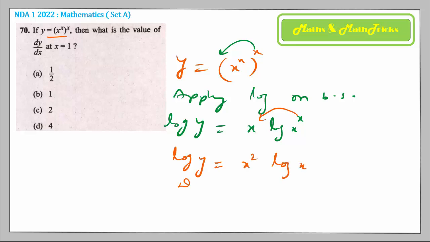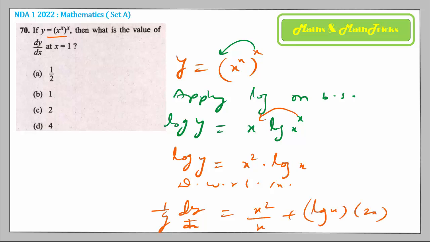Now differentiate. Differentiating with respect to x, what do you get? 1 by y dy by dx is equal to, by the uv rule, x square by x plus log x into 2x. Now they say find the derivative at x equal to 1. So dy by dx at x equal to 1 is equal to, you have to find the y also at x equal to 1.